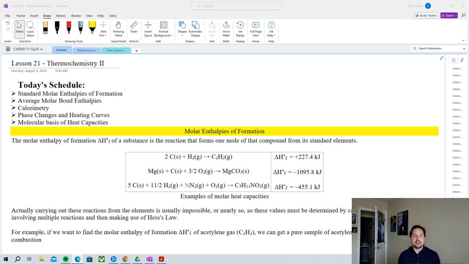Lastly, I'm going to touch on the molecular basis of heat capacities, which involves the translational, rotational, and vibrational modes of a molecule, and how those can store energy. And this naturally leads to a discussion on spectroscopy, which I'm not going to get to today. But nonetheless, it's a really interesting topic, and I hope you enjoy that part of the lesson.